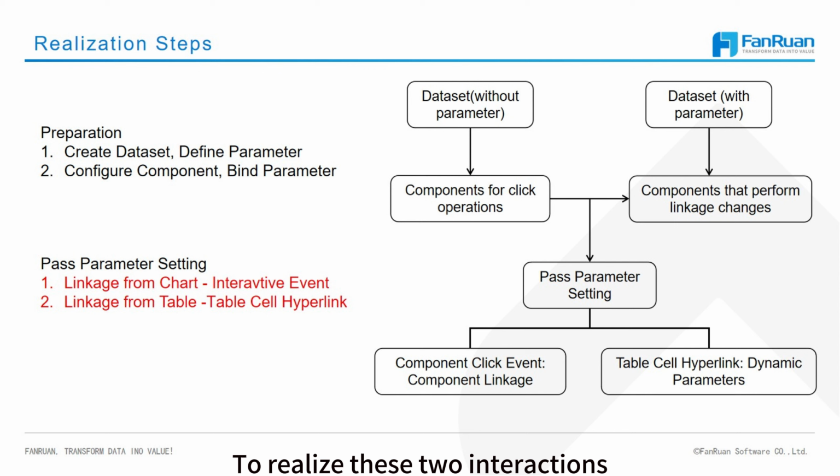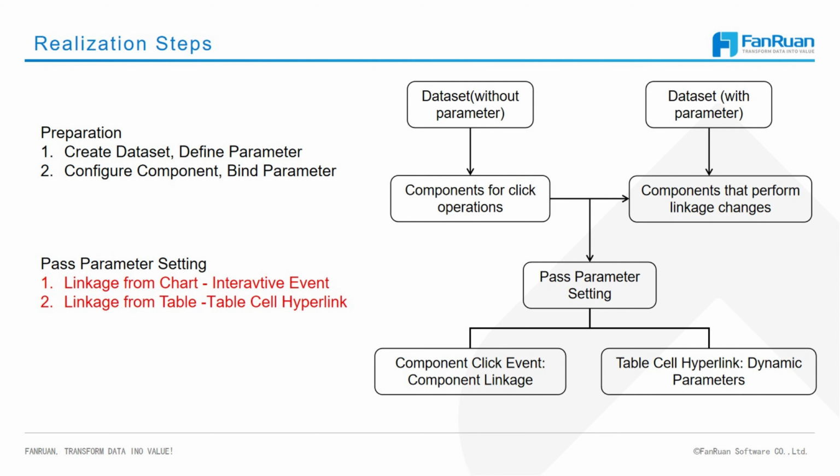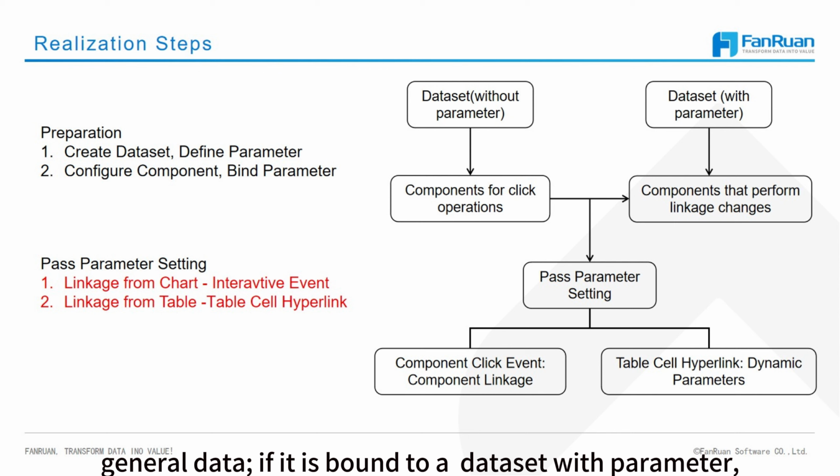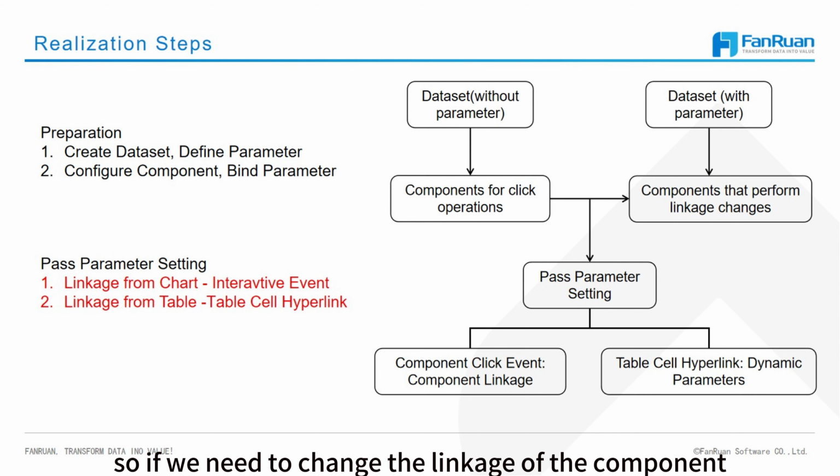To realize these 2 interactions, we need to prepare first, define parameter and bind the components to it. You may wonder why we need to set up different dataset with parameter and dataset without parameter. This is because if we want to click on the chart, we need the chart to present a fixed set of general data. If it is bound to a dataset with parameter, then the data it presents will change as the parameters change. So if we need to change the linkage of the component, it needs to be bound to a dataset with parameter. After the preparation work, we need to set the parameter passing.